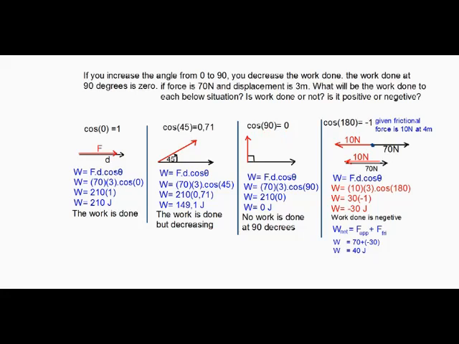And then just because the angle here gives us 0, just because the cos of 90 is 0, even if the force can be greater and the displacement can be greater, still just because cos of 90 is 0, you'll say 210 times 0, then there is no work done here. The work is 0. No work is done at 90 degrees.